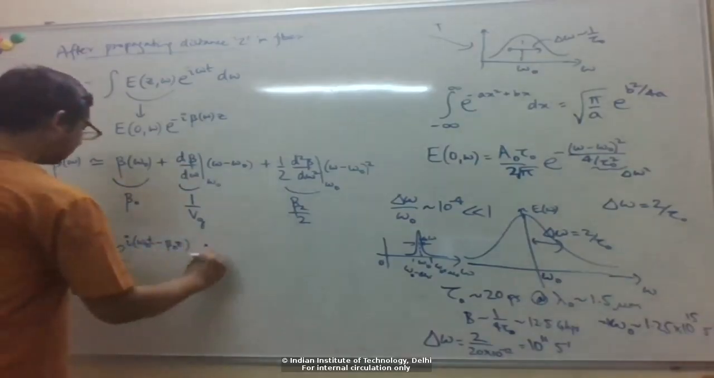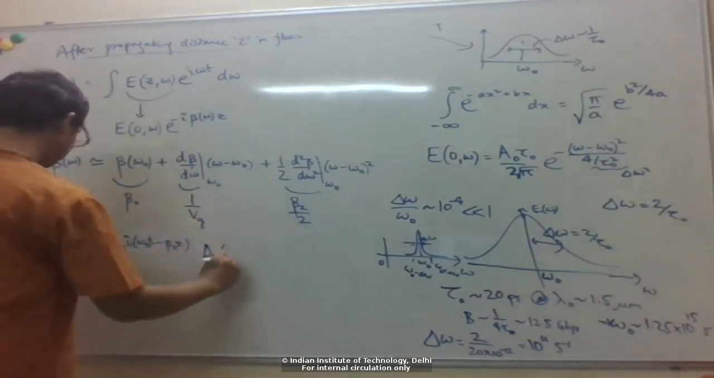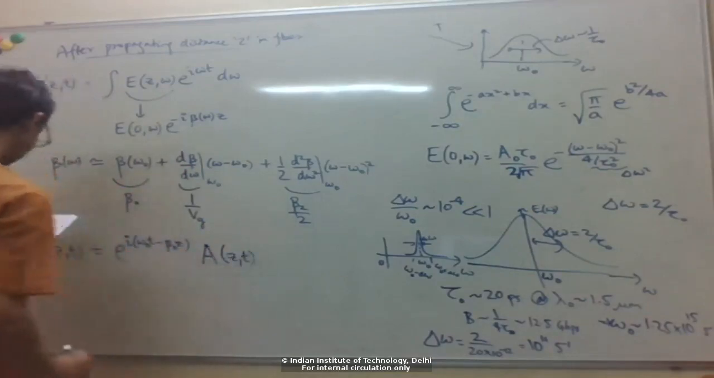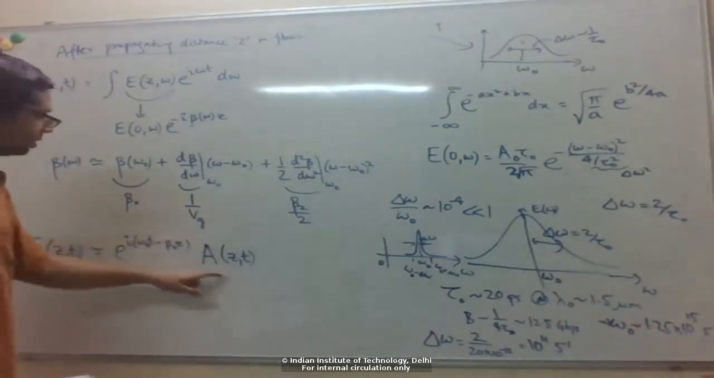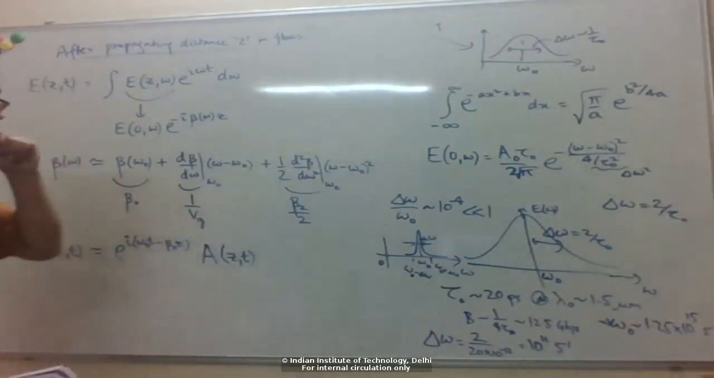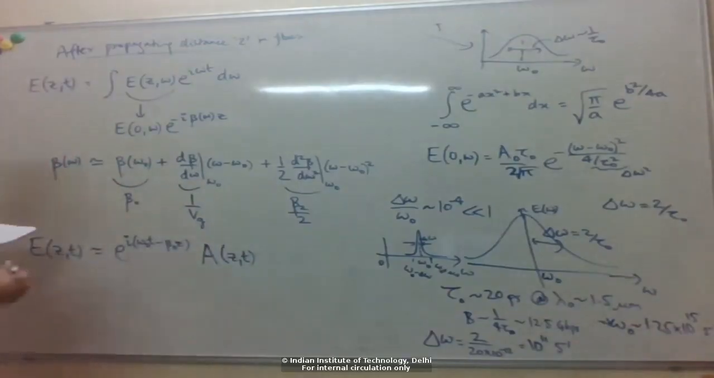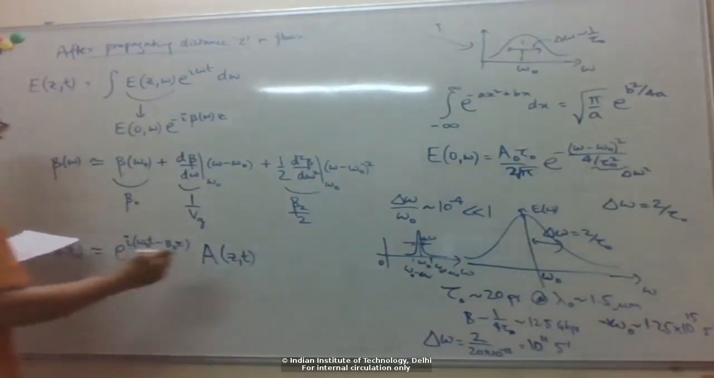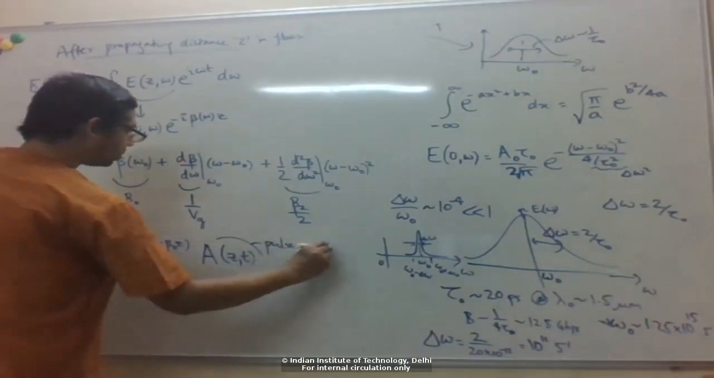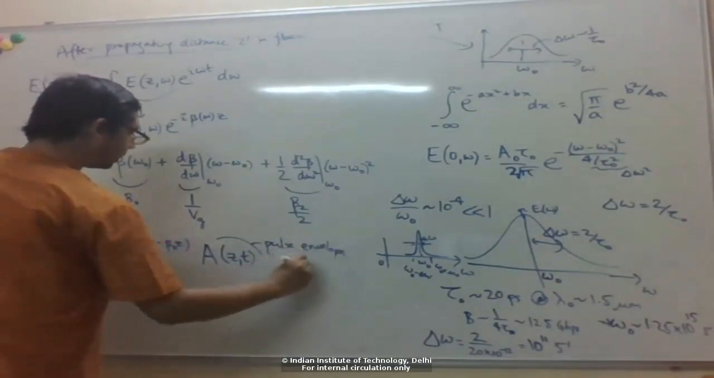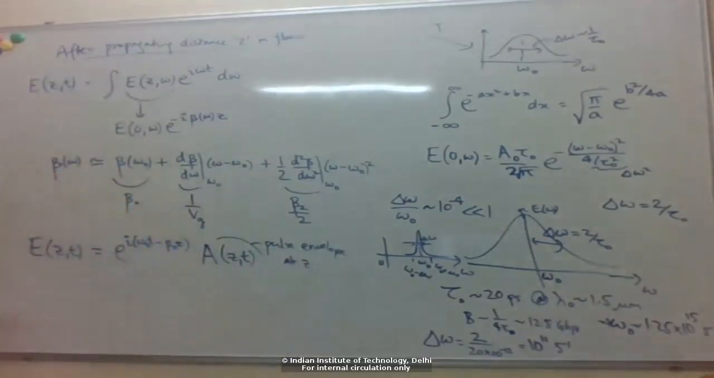And then we have some other part remaining in the integral. This is a pure phase, right? This is what we call the envelope of the pulse. So this is the pulse envelope at z, A z of t, once we plug this in here.